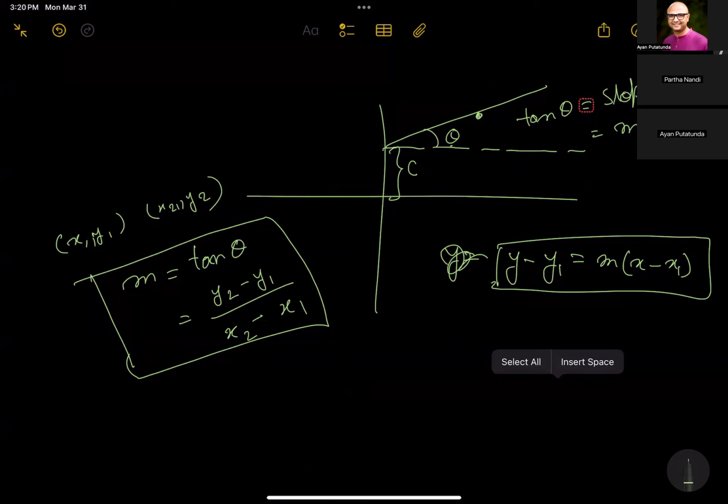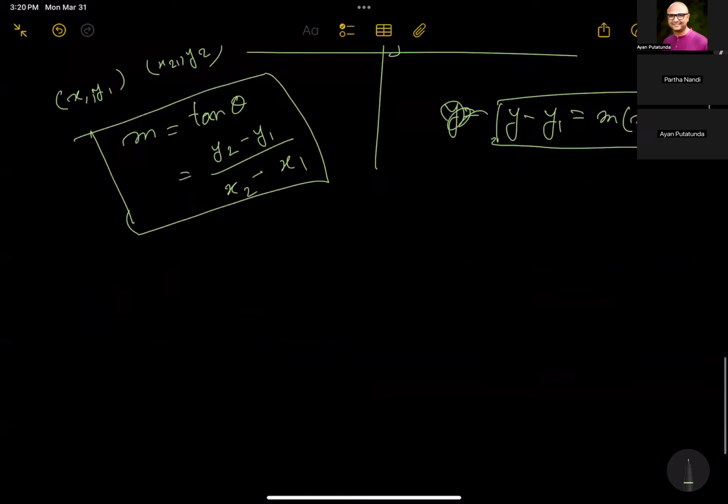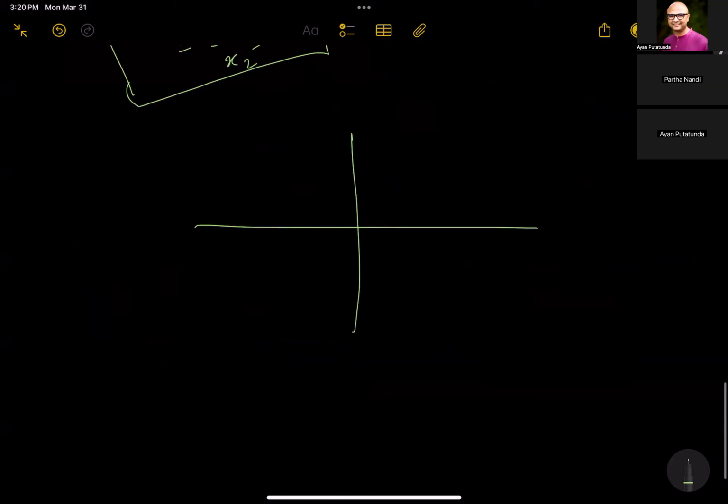Let me clarify with an example. Let me see if I can find a good example on the internet to show you that. If not, then I'll have to make one. So let's say you have a line which is making an intercept at the bottom. Wait, let me see if I can.